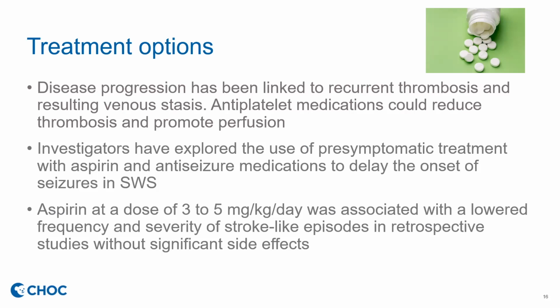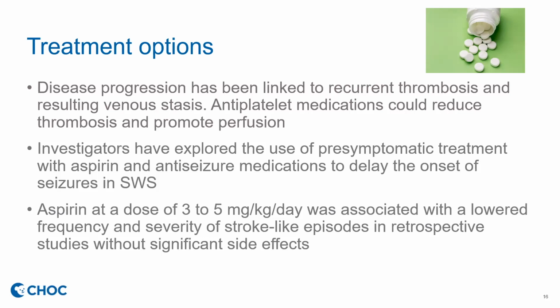Depending on who you read, there seems to be a consensus on progressing Sturge-Weber syndrome, and that has been linked to recurrent small thrombosis and ischemic changes in the brain. So most commonly we recommend aspirin to reduce that thrombosis and venous stasis and make the blood a little bit thinner and easier to go through that abnormal vasculature.